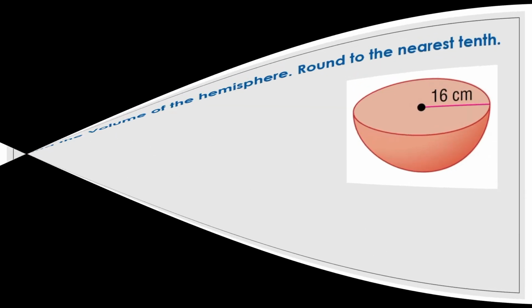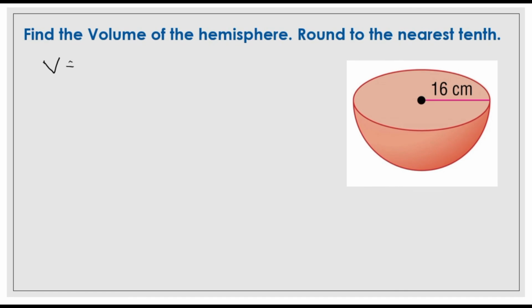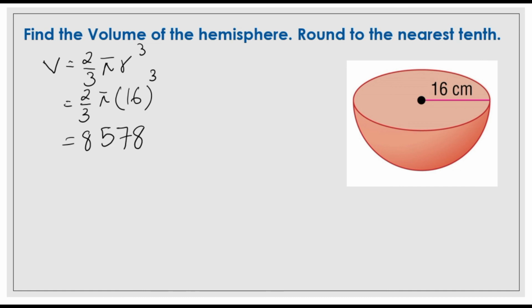Our last example is the volume of a hemisphere. The formula for the volume of the hemisphere is V equals 2 over 3 pi r cubed, and the radius is 16 centimeters. So just substitute the value of the radius and using the calculator get the answer. The answer will be 8,578.6 centimeters cubed.